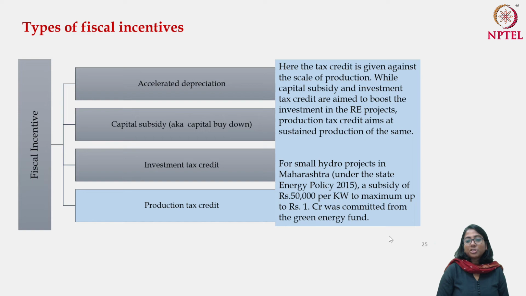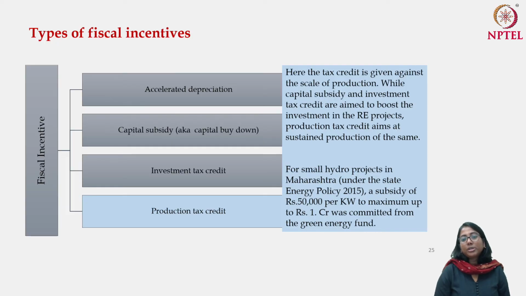Once again we come back to the Maharashtra Energy Policy 2015, which is actually a very vibrant policy. For small hydro projects, a subsidy of 50,000 per kilowatt, to a maximum of 1 crore, was committed from the green energy fund. So this is an example of production tax credit. So in a nutshell, these are the different types of fiscal incentive. There can be other forms, but these are the main instruments. For example, if we again go back to the Renewable Energy Policy of 2015 of Maharashtra, we'll see that for small hydropower projects, a subsidy of 50,000 rupees per kilowatt was given, and the maximum amount payable was 1 crore. So this is the kind of production tax credit that we have in place in many other states as well.